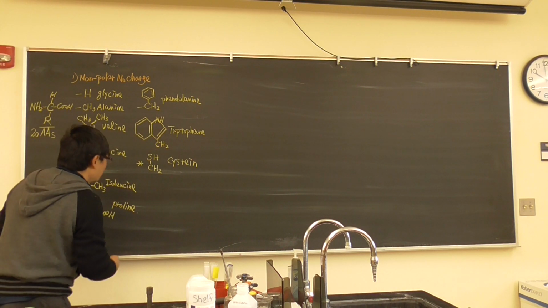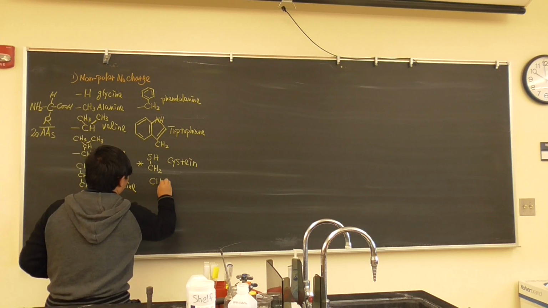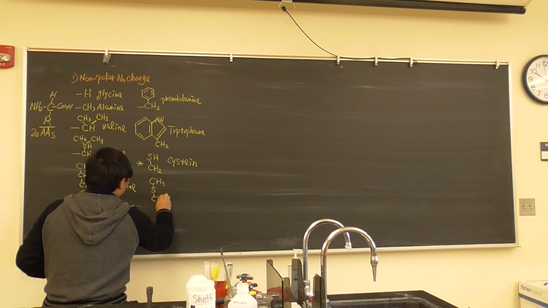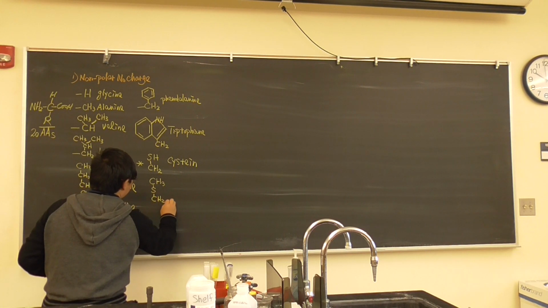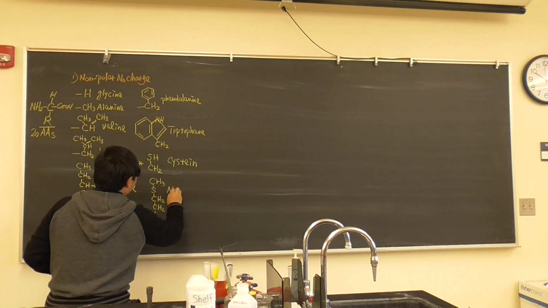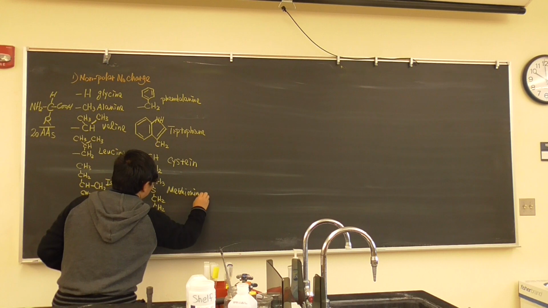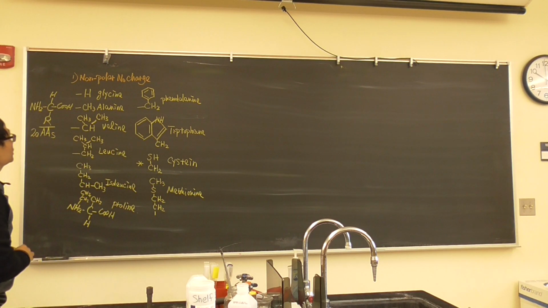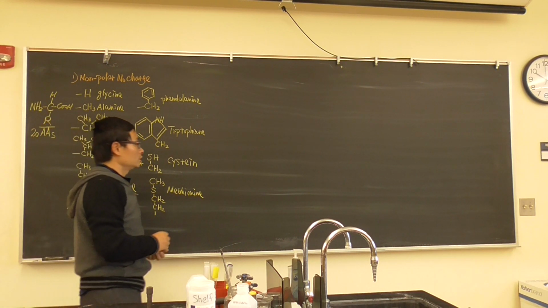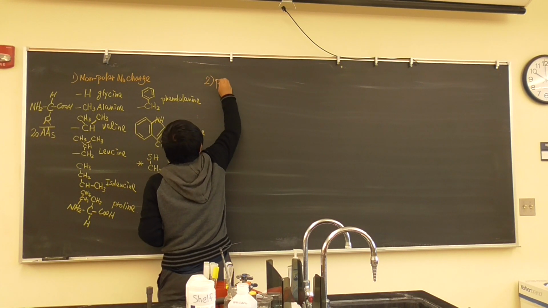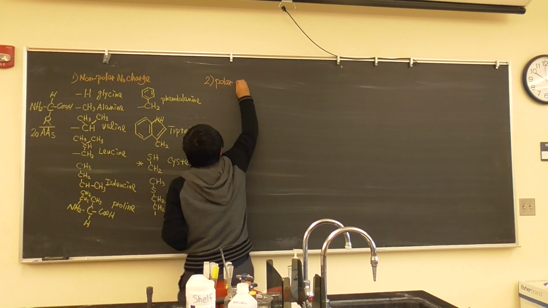Okay. The next one we talk about in the lecture a lot. It is important. CH3S, CH2, CH2, methionine. Okay, this is finished, the non-polar no charge. So the second group, we call it polar no charge.